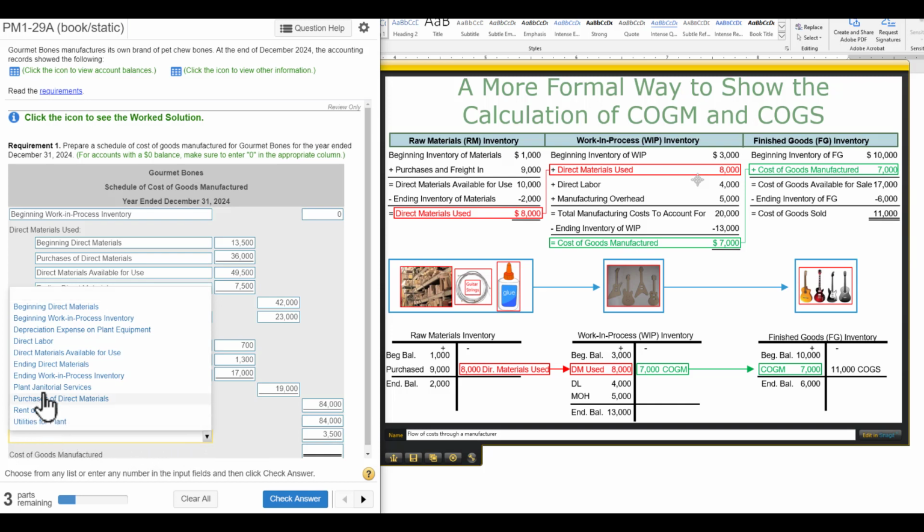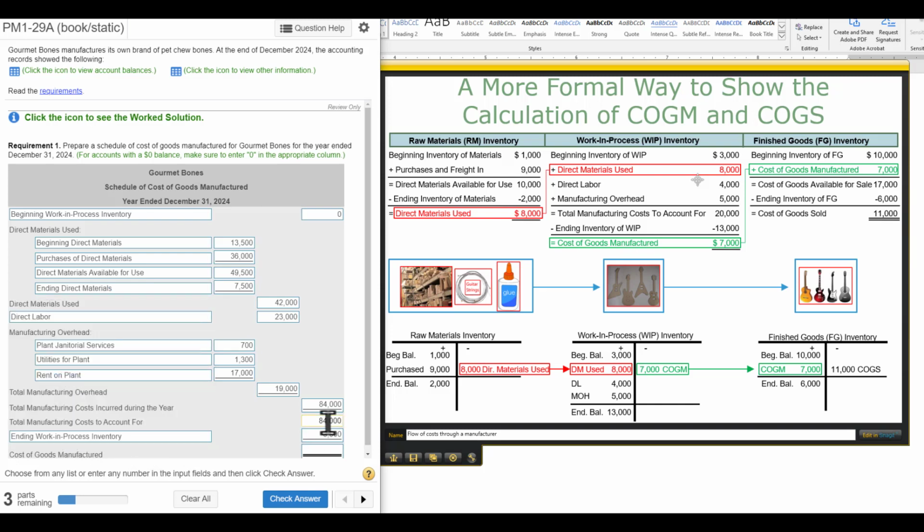Ending work in process. Okay, so here's what we're going to do. We had all these to account for, 84,000 costs to account for. Then at the end of the period, we only had $3,500 of costs in the work in process inventory. Therefore, the amount shifted out, transferred out, is the difference, 80,500. And you can kind of see that on the T account. So this 80,500 represents the costs transferred out, cost of goods manufactured.